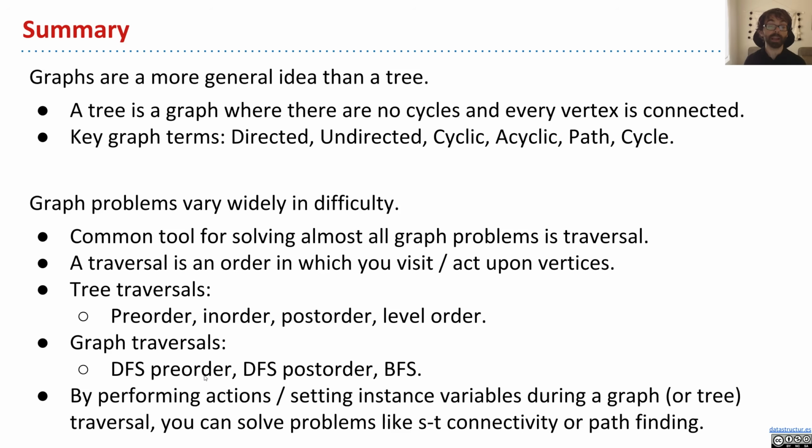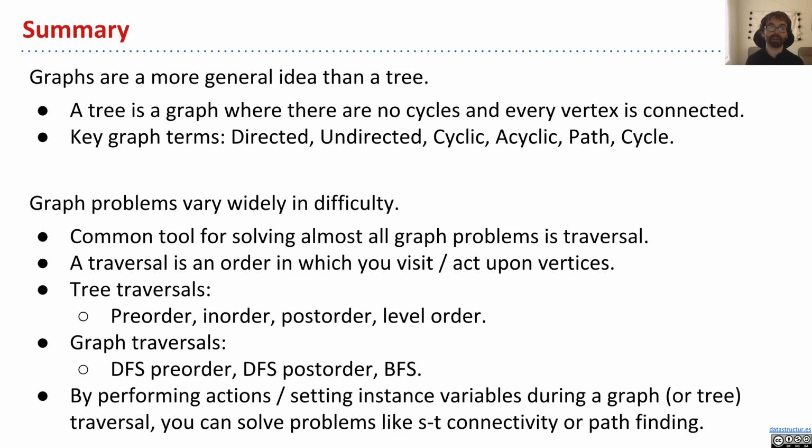And so for now, I'm just going to summarize what we achieved today. So graphs, they are a more general idea than a tree. So a tree is a specific type of graph. A tree is a graph where there are no cycles and every vertex is connected. So a graph is just the more natural notion, actually.